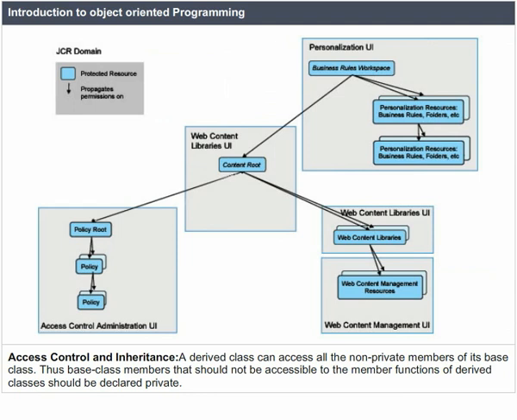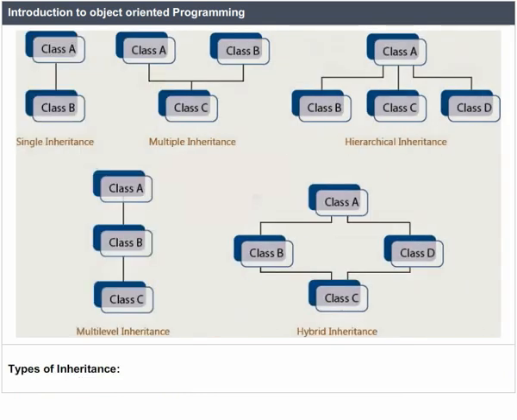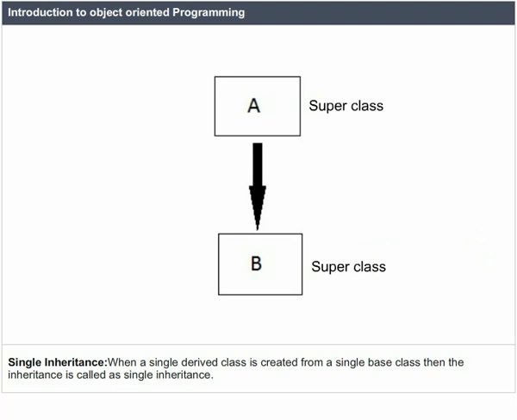Thus, base class members that should not be accessible to the member functions of derived classes should be declared private. Types of inheritance. Single inheritance. When a single derived class is created from a single base class, then the inheritance is called single inheritance.